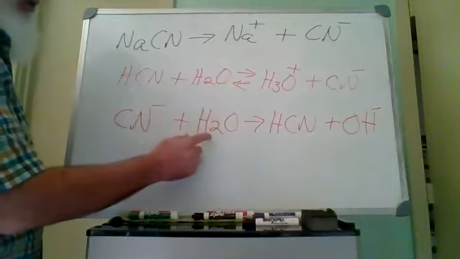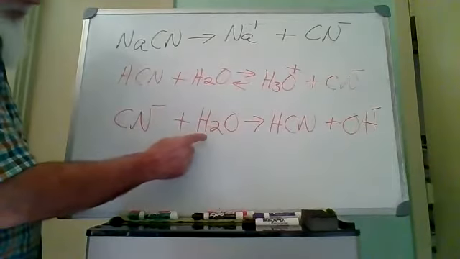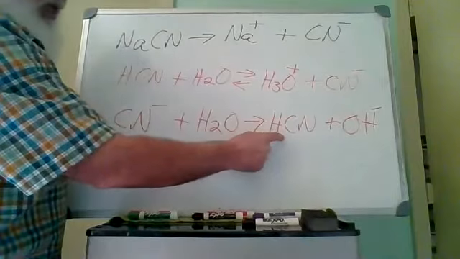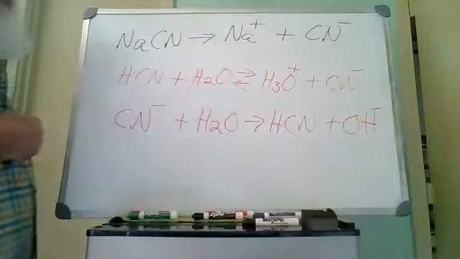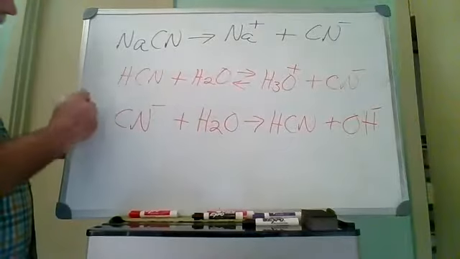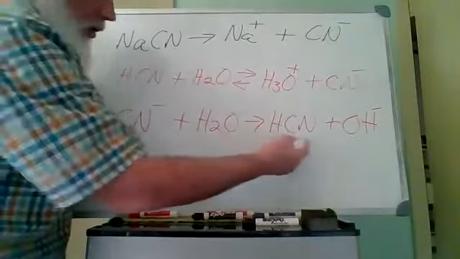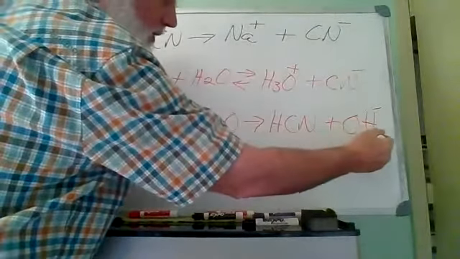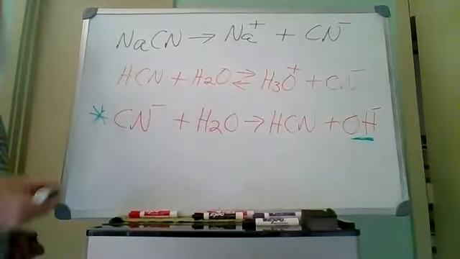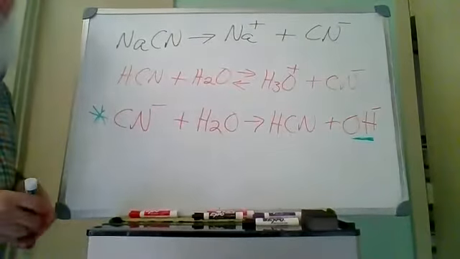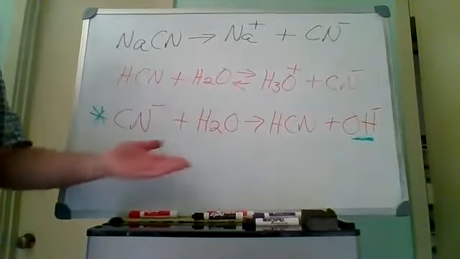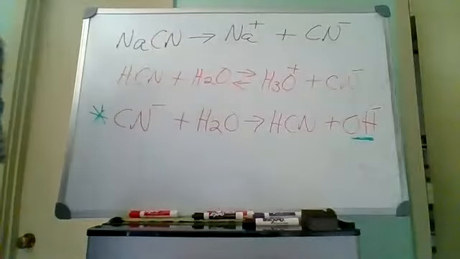The cyanide pulls an H plus proton off of the water molecule, reforms the weak acid, leaving us with a hydroxide anion. So that means that this reaction does occur, and the solution will be basic because it produces hydroxide anion. This reaction does not happen to any major degree, but nonetheless, in the solution there will be at least a slight excess of hydroxide anion.